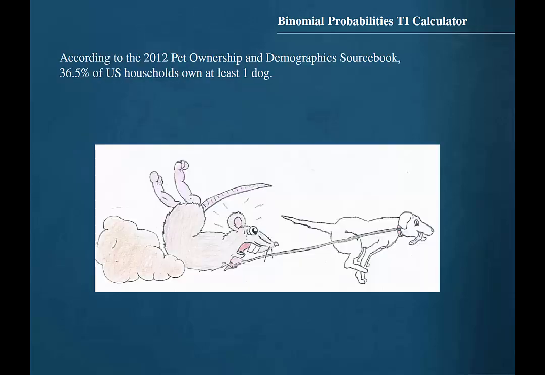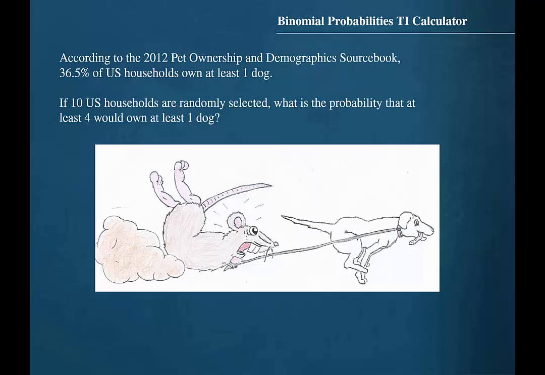According to the 2012 Pet Ownership and Demographics Sourcebook, 36.5% of U.S. households own at least one dog. If 10 U.S. households are randomly selected, what is the probability that at least 4 would own at least one dog?